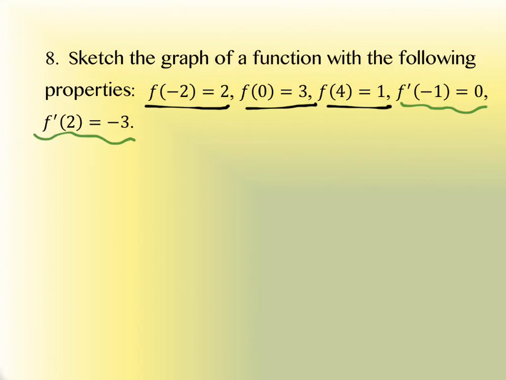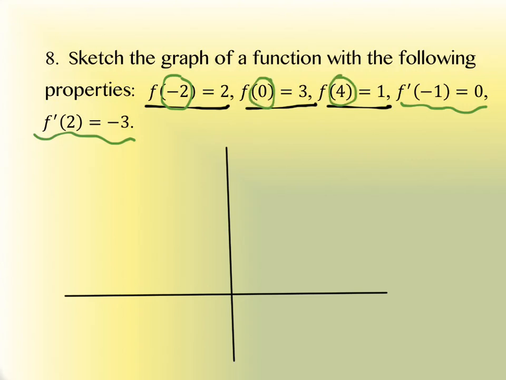So what we're going to do to start with is draw an xy axis, and we're going to draw in x values at -2, 0, and 4 at the very least, because we have information about those function values. And I think I'm going to go out one more in each direction just to give us a little bit of room to work. And I need my y values to go from 1, 2, and 3. So there we go.